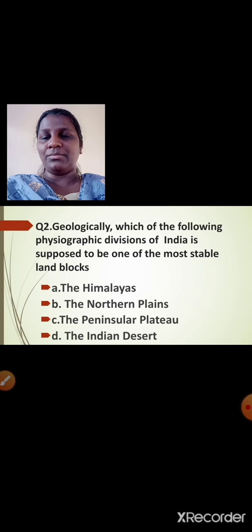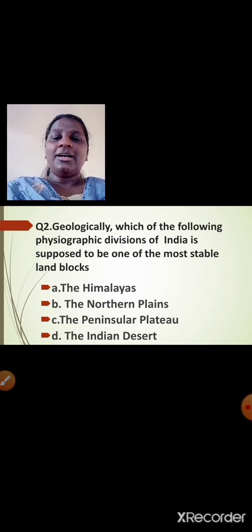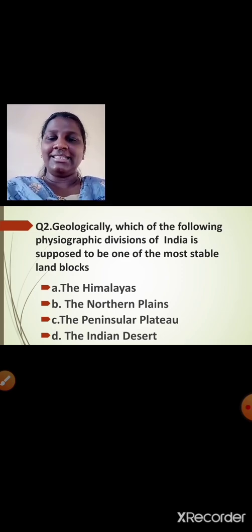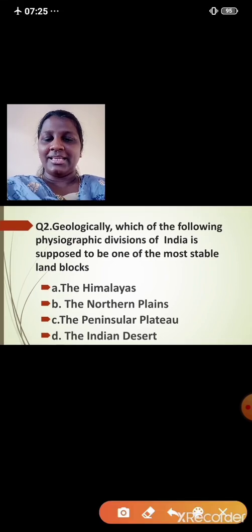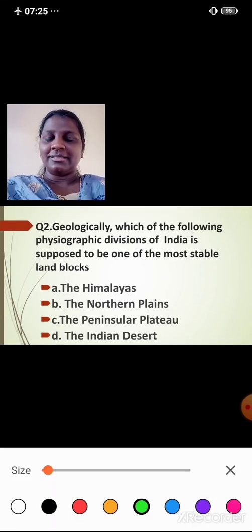Next question. Geologically, which of the following physiographic divisions of India is supposed to be one of the most stable land blocks? Option A, the Himalayas. Option B, the northern plains. Option C, the peninsular plateau. Option D, the Indian desert. Which one is the correct answer? Yes, it's the peninsular plateau.